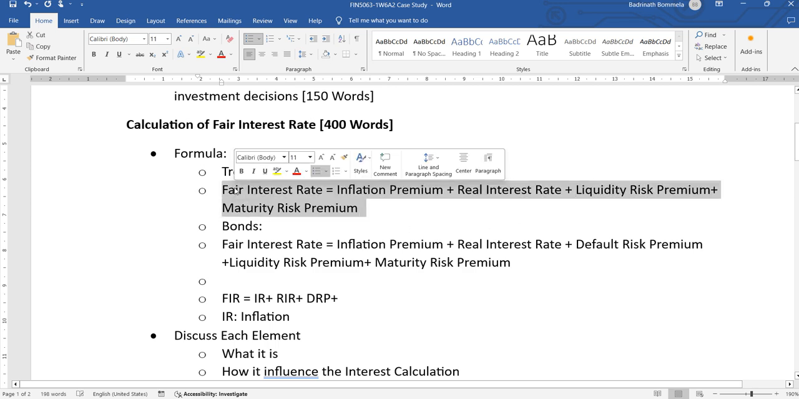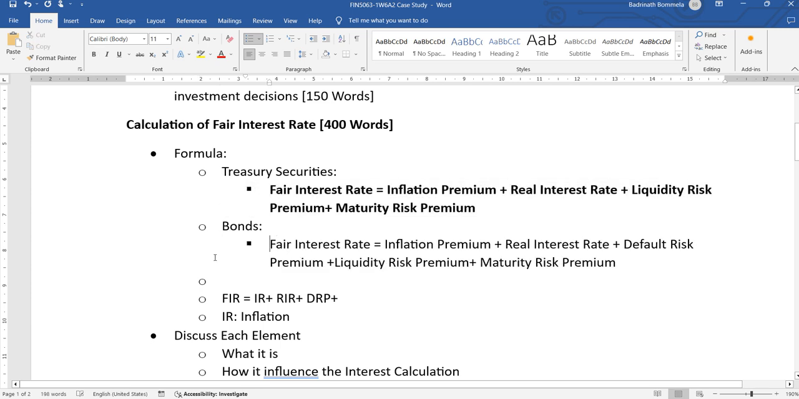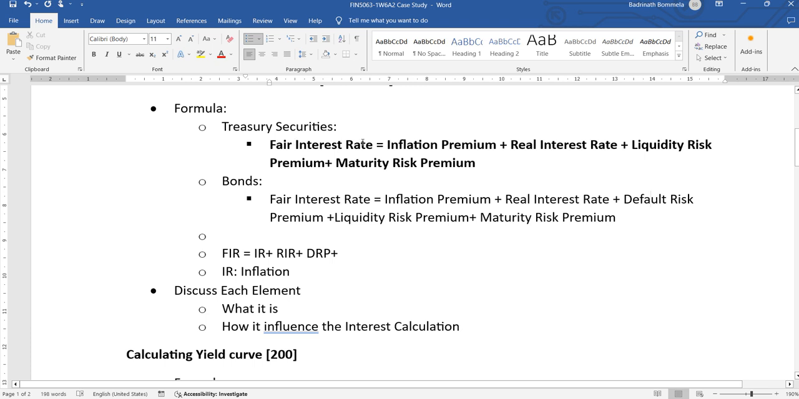So this will be the formula for treasury securities, and this is the formula for bonds. For bonds, the default risk premium will exist. Keep that in mind and also mention it while discussing the same concept in your document. Make sure you develop your own formula the way I explained earlier.